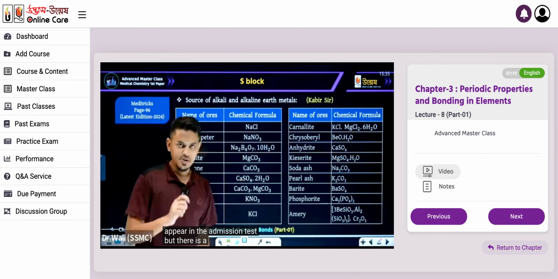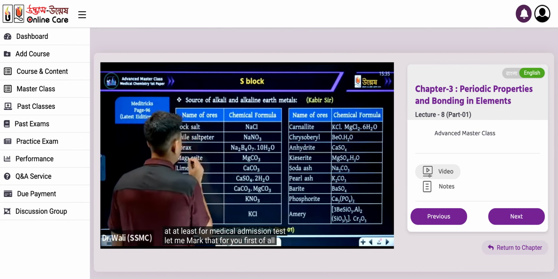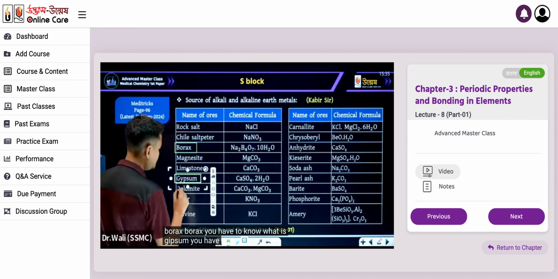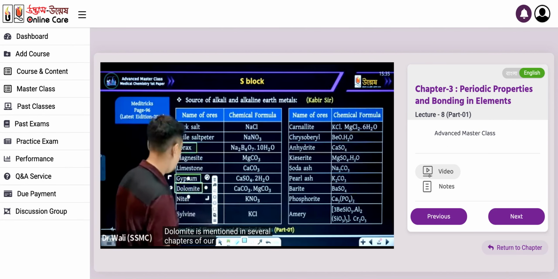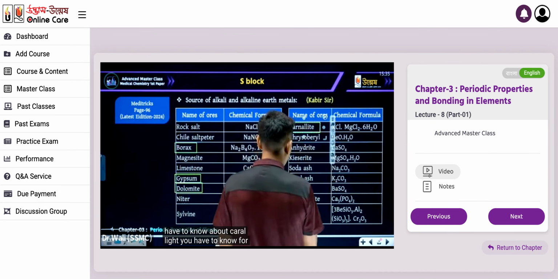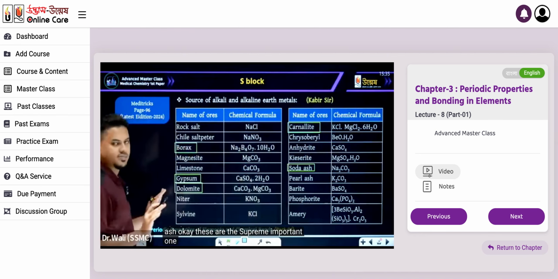But there is a but. What should we learn at least for the medical admission test? Let me mark that for you. First of all, you have to know borax. You have to know what gypsum is. You have to know what dolomite is. Dolomite is mentioned in several chapters of our book. And also here you have to know about carnallite. You have to know soda ash. Okay, these are the supremely important ones.